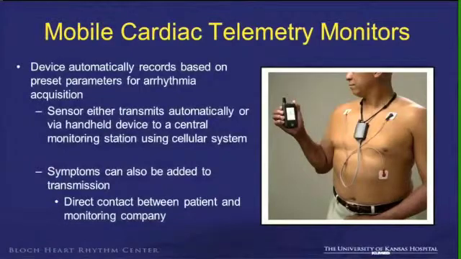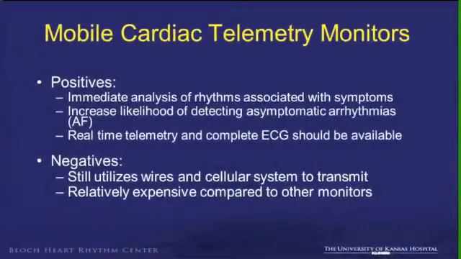So then we move on to cardiac telemetry monitors, mobile cardiac telemetry monitors, and these, again, are devices that automatically record rhythms based on preset parameters for acquisition. The device is a couple wires, again, with sticky patches that either transmits automatically via the cellular system, or it transmits to a handheld device, which then goes via the cellular system to a monitoring station. Symptoms, again, can be easily tracked.